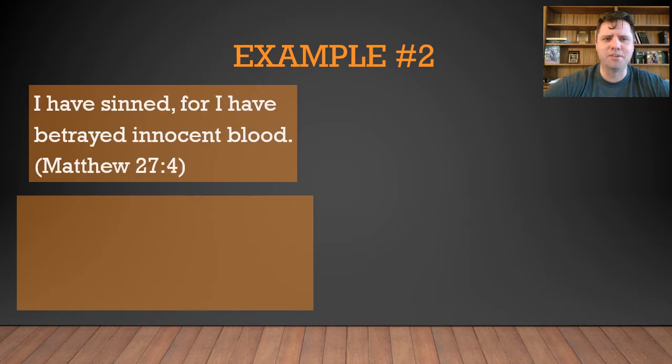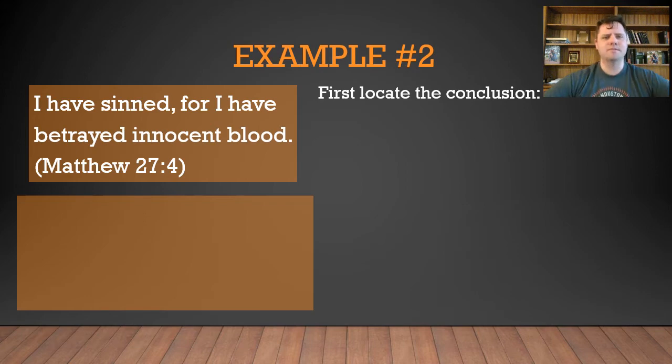So our second example is this. It comes right out of the Bible. Matthew 27:4. I have sinned, for I have betrayed innocent blood. Here is a statement from Judas Iscariot, right? I have betrayed innocent blood. And notice he says, I have sinned.